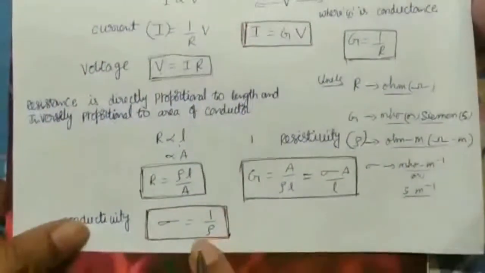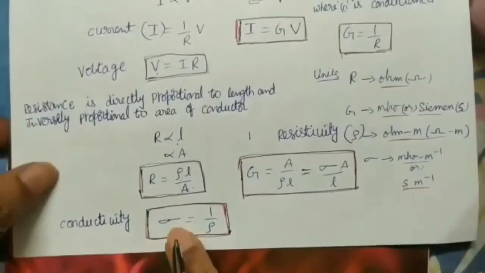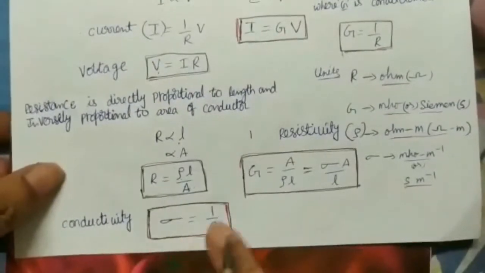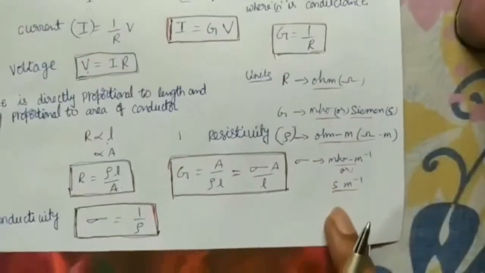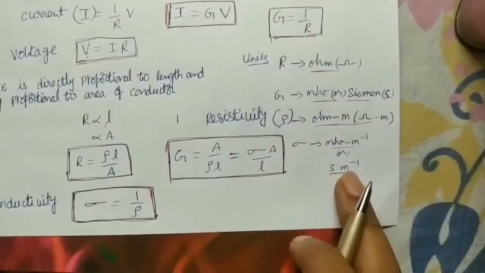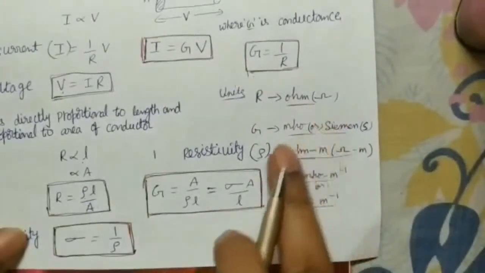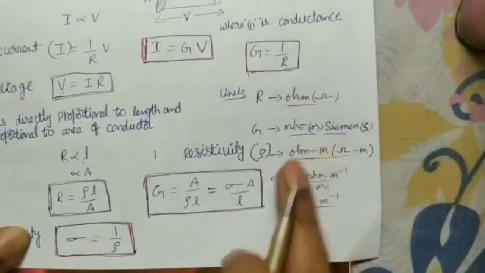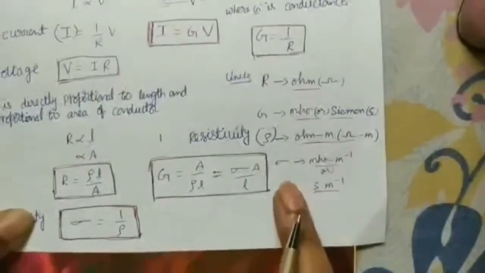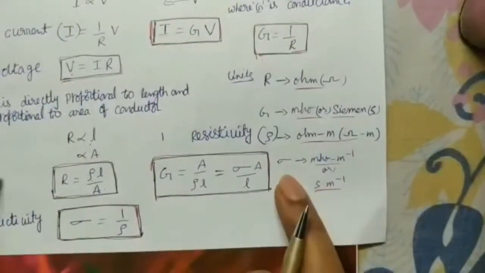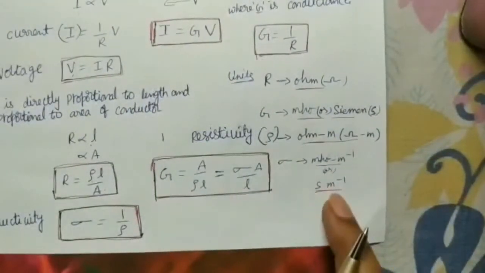Reciprocal of resistivity, or reciprocal of specific resistance, you can call conductivity, represented with sigma. Conductivity is 1 by rho. What is the unit of this? That is mho meter inverse, or mho we can write as Siemens, so Siemens meter inverse. That is the unit of conductivity. Here there are 4 quantities: resistance, ohms; conductance, Siemens or mho; resistivity or specific resistance, ohm meter; and specific conductivity or specific conductance or conductivity, mho meter inverse or Siemens meter inverse.